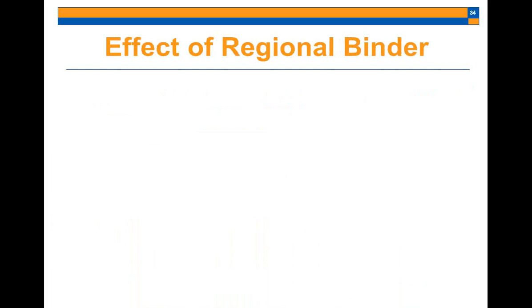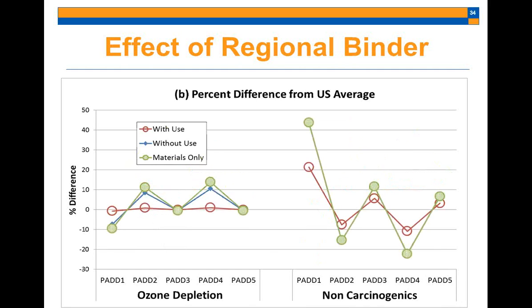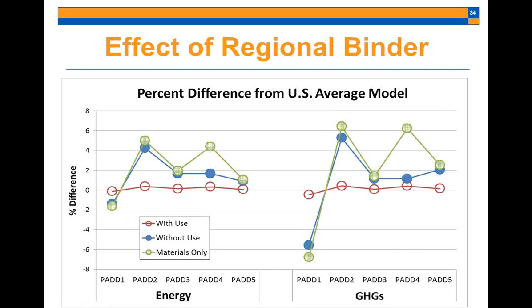So if you look at the effects of using a regional binder model, for the case study we used the Midwest region asphalt binder model because we were looking at the state of Illinois. So if you look at different regions, again the 0% is using the U.S. average, and here we have East Coast, Midwest, Gulf Coast, Rocky Mountains, and West Coast. We can see that with the use phase, considering the entire life cycle, the use phase overshadows pretty much all of the effects of energy and greenhouse gases. So the difference of using different regional models is less than 1%.